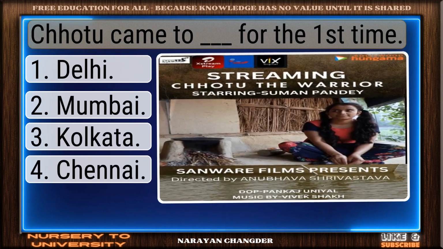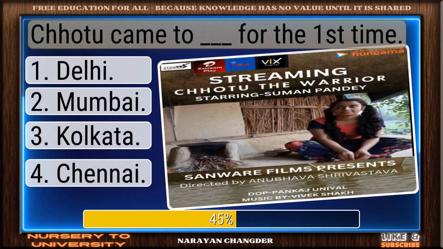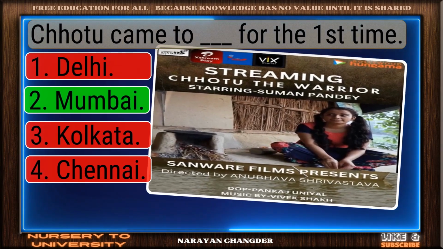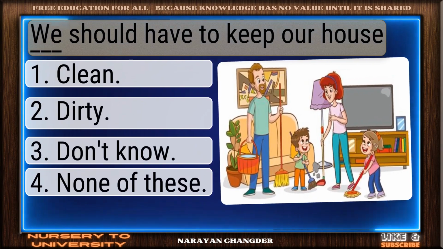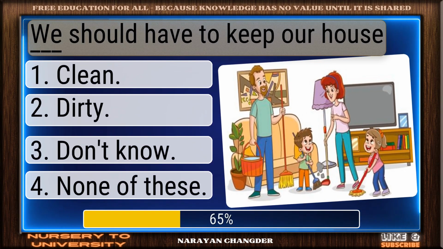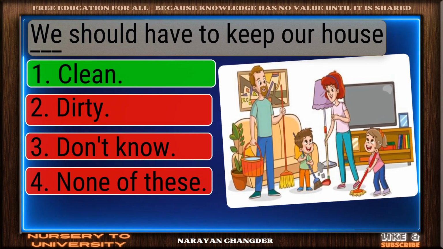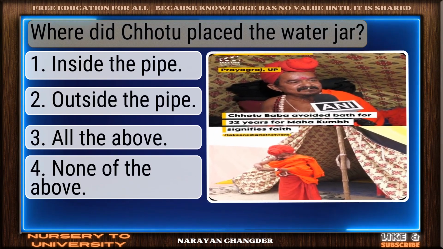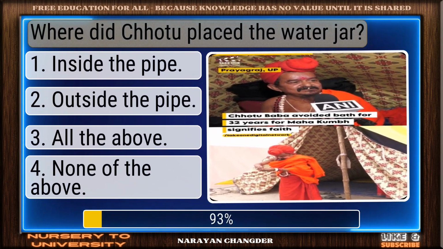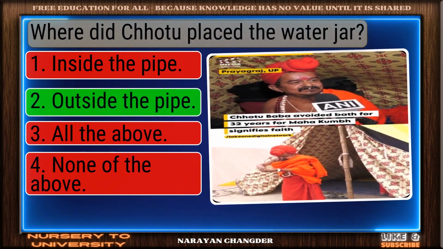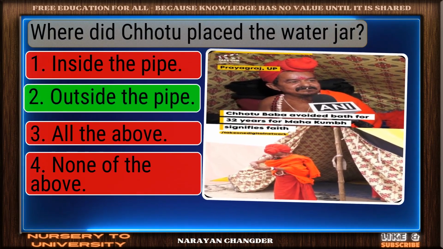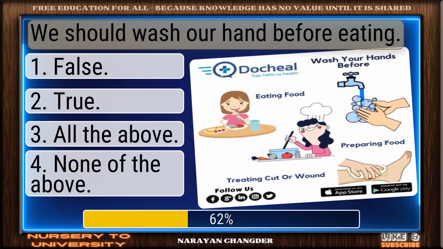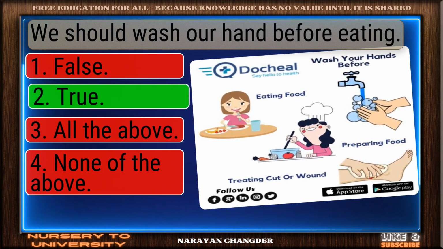Chhotu came to dash for the first time. Mumbai is the right answer. We should keep our house dash. Your answer, clean, works well here. Where did Chhotu place the water jar? Outside the pipe is the right answer. We should wash our hands before eating. True is the answer.